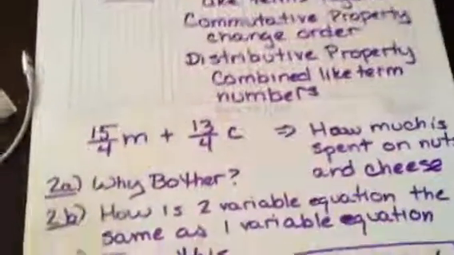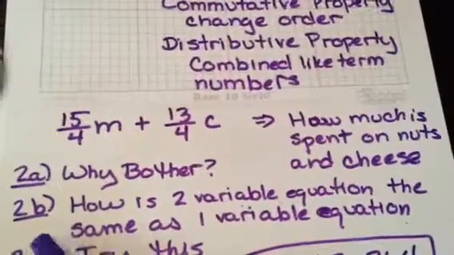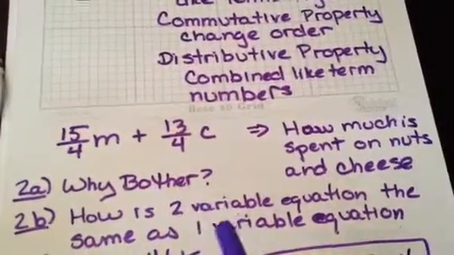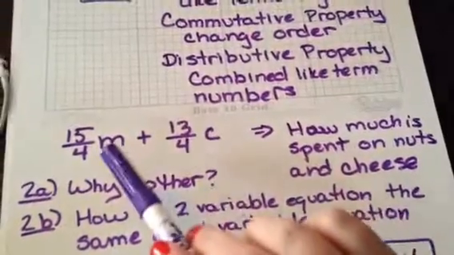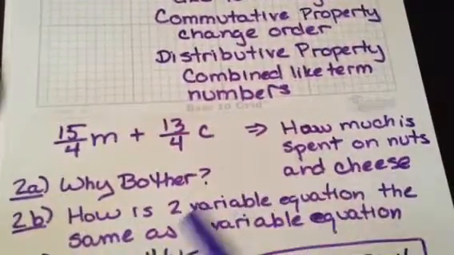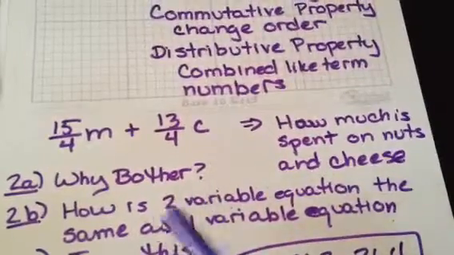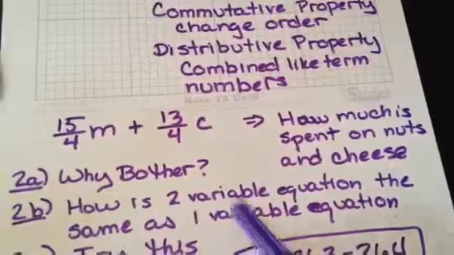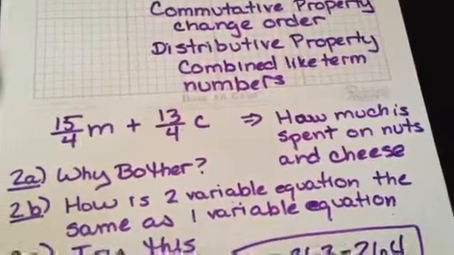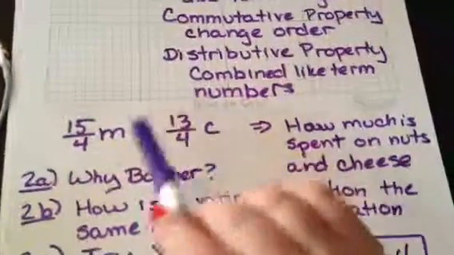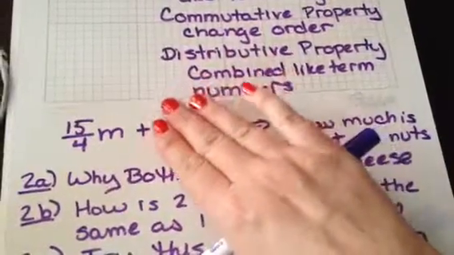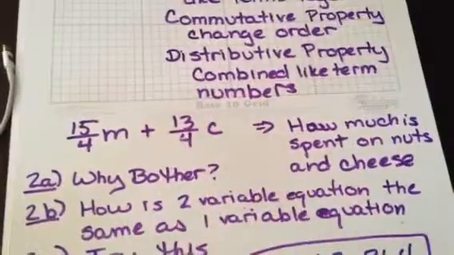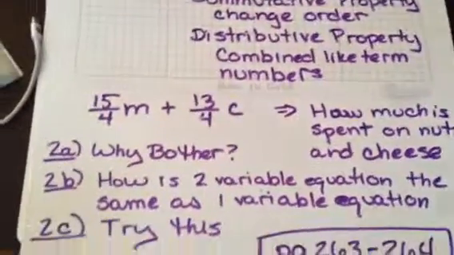Then they also want you to think about how this two variable equation, meaning I've got two different letters, works. How do you work with this two variable equation? How is that the same as working with the one variable equation, which is what we did back in the earlier chapters? We would just not have had a C term. We would just have had an M term. So how is it the same, even though we added a second term?